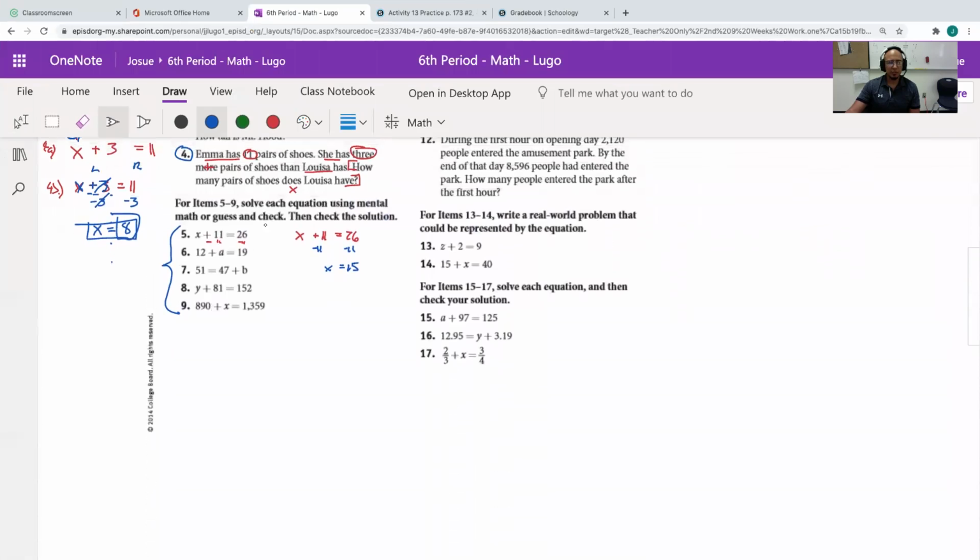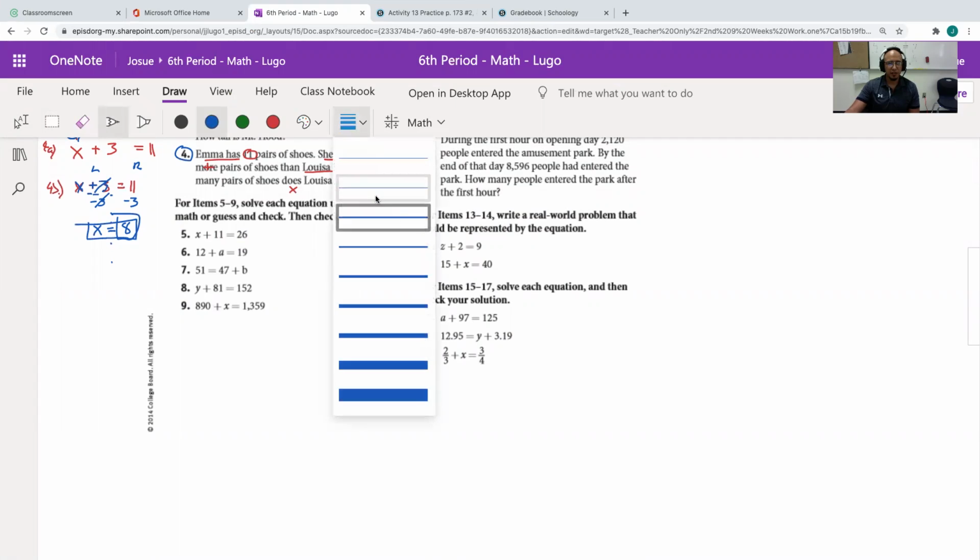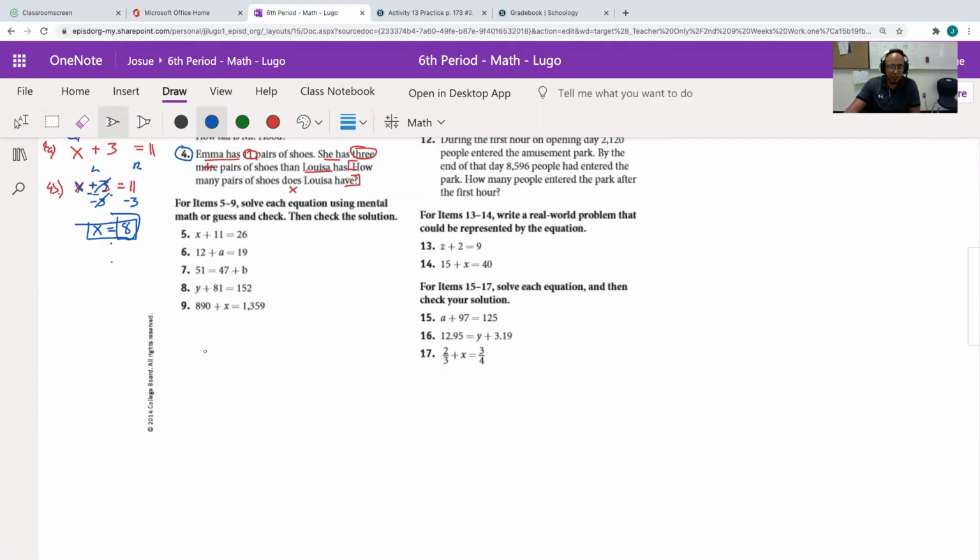Okay, and I'm actually going to begin with number 5 here, which simply says x plus 11 is equal to 26. So I'm going to rewrite it as you should in your notebook. So number 5, you're going to write x plus 11 is equal to 26. Notice how I already have this as my equation. It's already given to me.